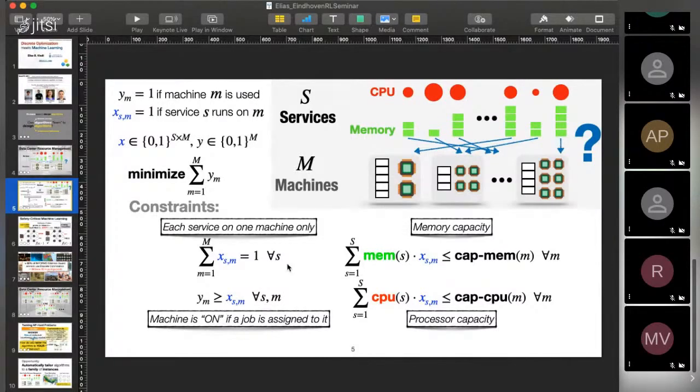The constraints that you see at the bottom encode these operational constraints. For example, each service or job can run on one machine only, obviously. A machine is on if at least one job is assigned to it. And then for all machines, we need to respect the memory and processor capacity. We don't want to overload them. Now, of course, this is a simplified illustration of this problem, but even the real versions of this are not too far from what I just described. And so this is a mathematical framework, combinatorial optimization, that allows you to describe such problems formally and potentially tackle them.